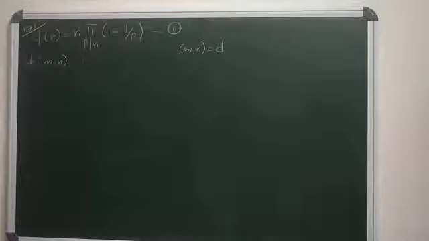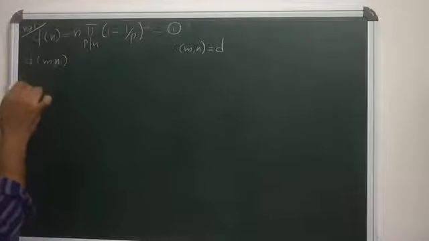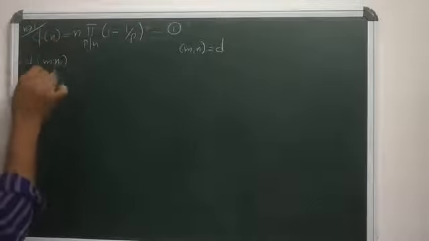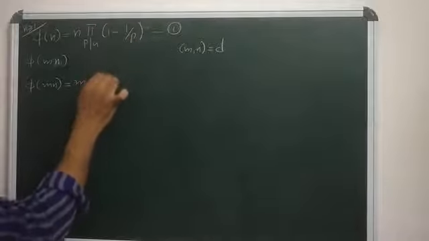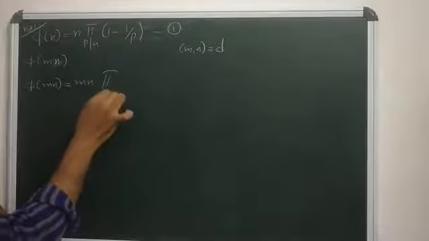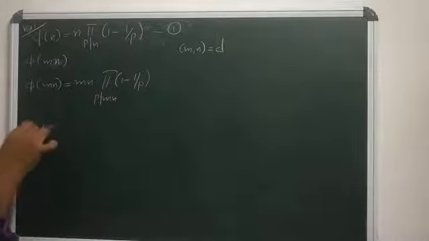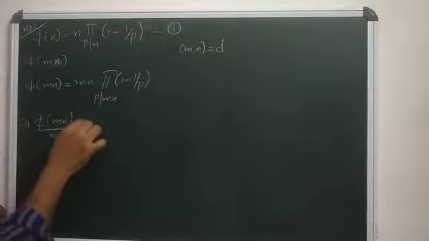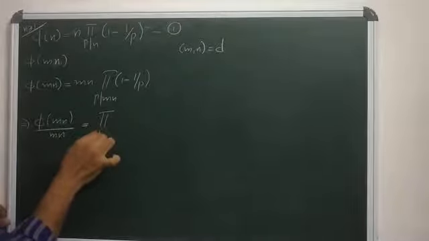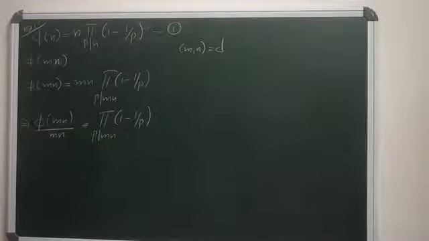We know that phi of mn, according to this argument, equals mn into the product over p dividing mn of 1 minus 1 by p. That means phi of mn divided by mn, bringing this mn to the left side, equals the product over p dividing mn of 1 minus 1 by p. Clear? Now listen.